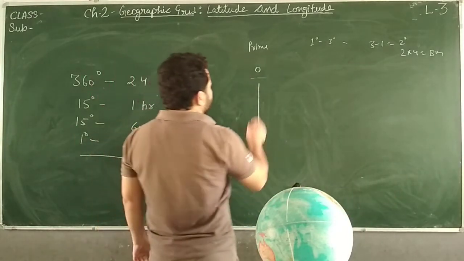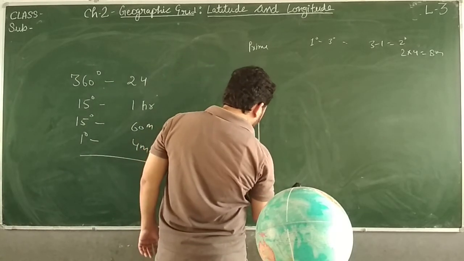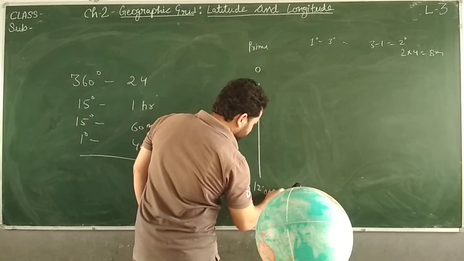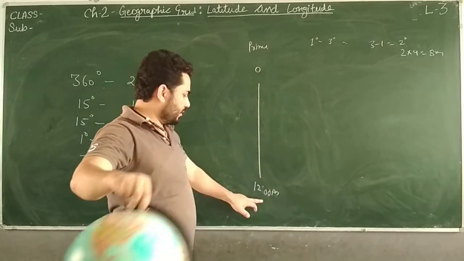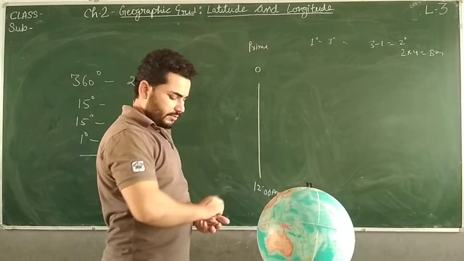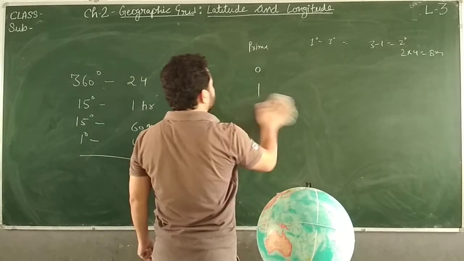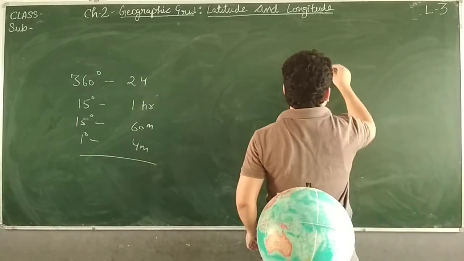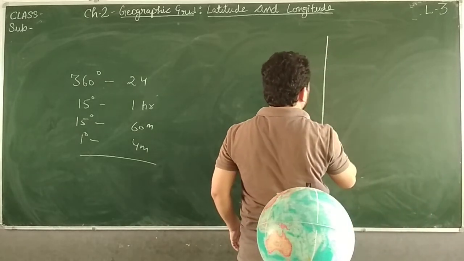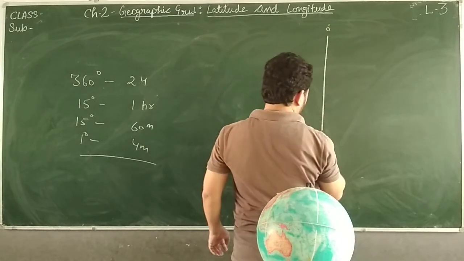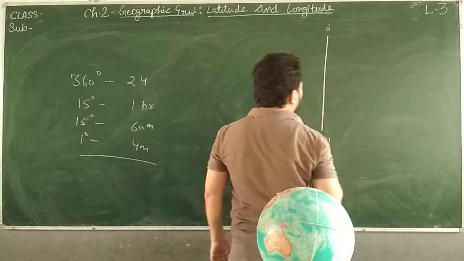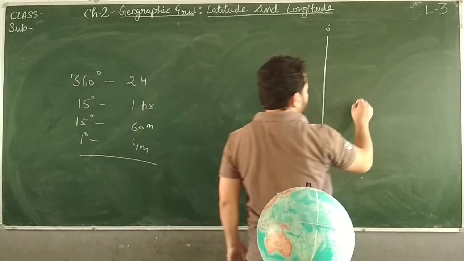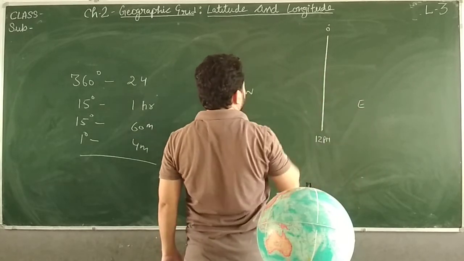Now suppose this is 0 degree, and at 0 degree it is 12 p.m. Just give me 1 minute. It must not be visible to you; the globe may be coming in between. Here I am drawing. This is 0 degree and here 12 p.m. Clear? And this is the eastern hemisphere, this is the western hemisphere.